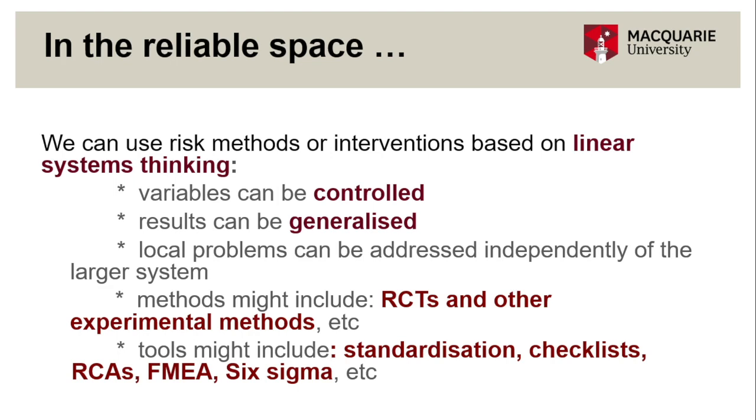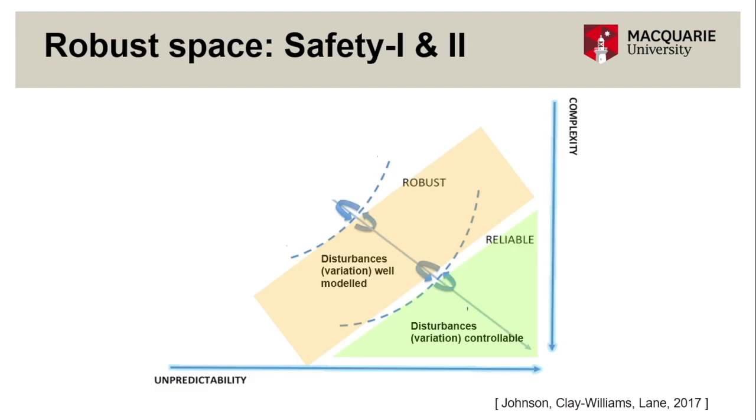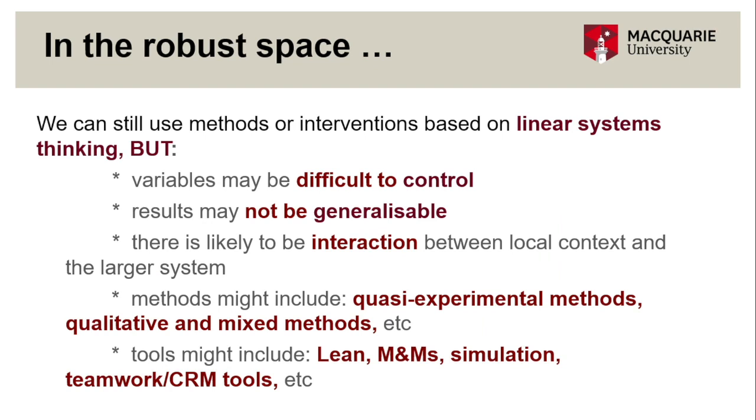And you can use things like standardization, checklists, root cause analysis, failure modes effects analysis, and Six Sigma and so on. They work perfectly fine. However, often in healthcare, you're not in that system. You're in a system where it's more complex and much more unpredictable, and you need a slightly different way of thinking. So you can still use some of those tools that you would use in a linear system, but you just have to be aware that you can't control things as well.